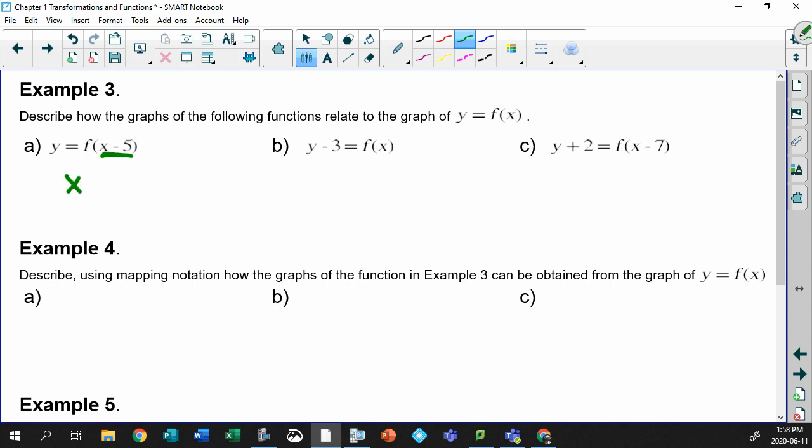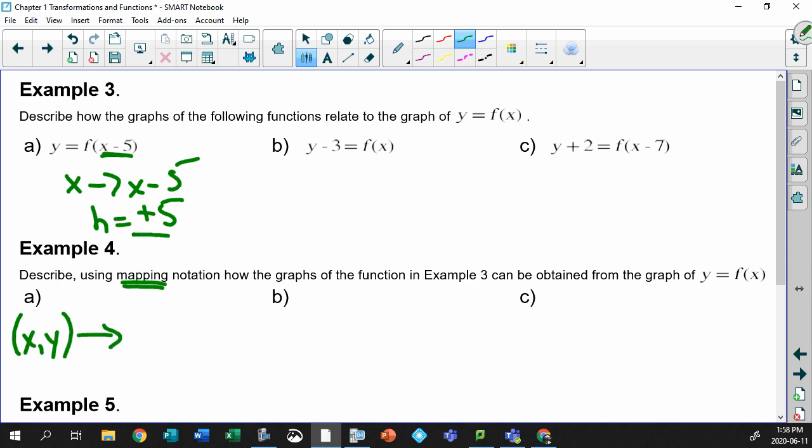Notice for this one, I took the x and made it x minus 5. So what did that mean? That means I had an h value of positive 5. So describe, using mapping notation, how the graphs change. Okay, so every point on the original graph, (x, y), now gets mapped. H is the horizontal movement of x plus 5. There is no y movement. There's your mapping. Done. That's simple. Take every point of x and add 5 to it. That's it. That's how it works.